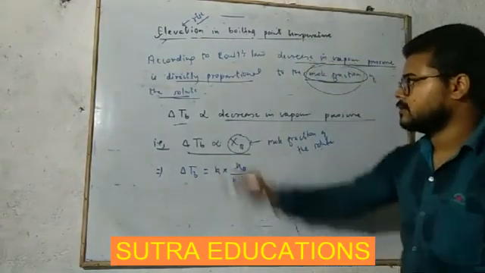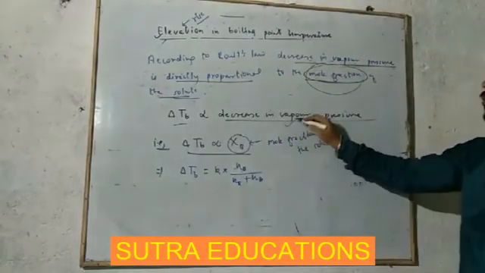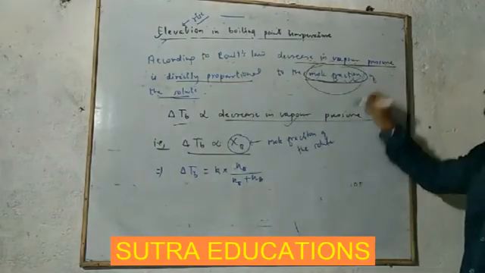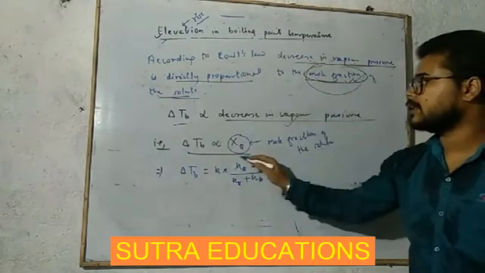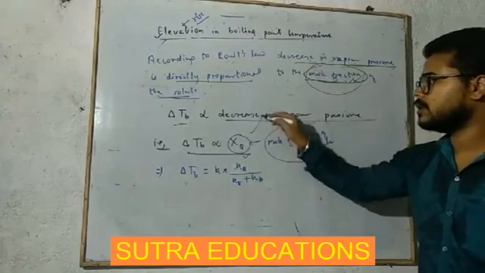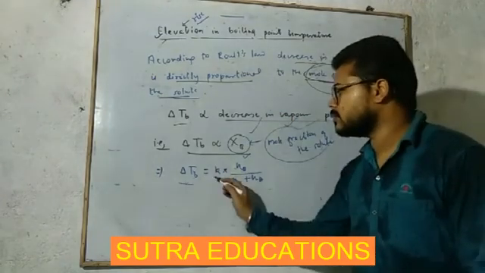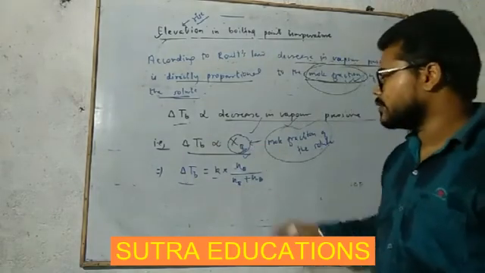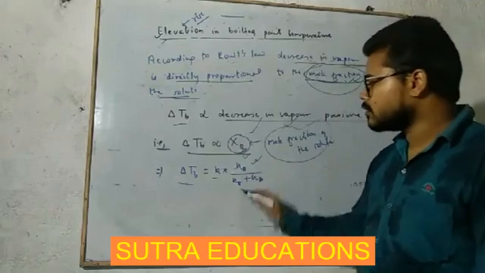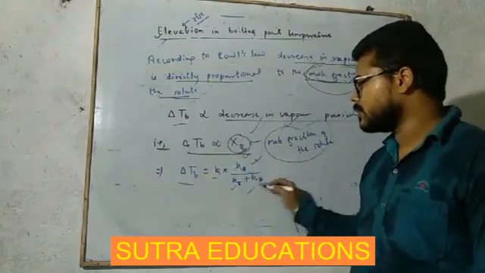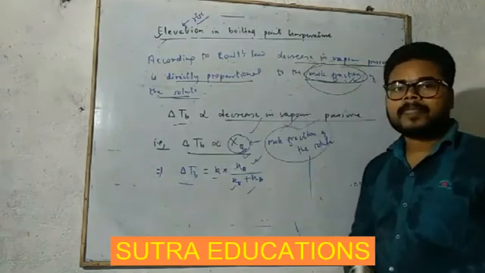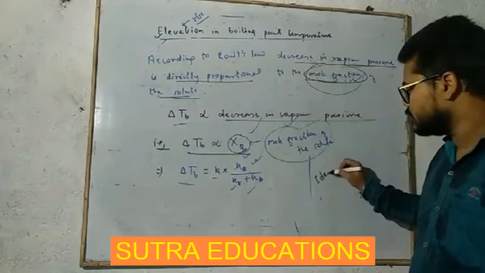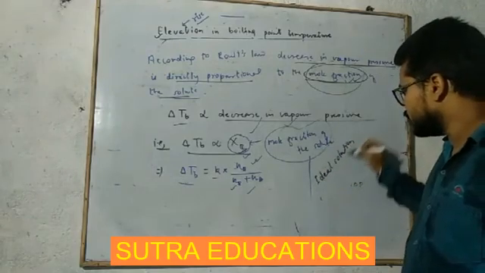Okay, this delta Tb is directly proportional to decrease in vapor pressure, and decrease in vapor pressure according to Raoult's law is directly proportional to the mole fraction of the solute. So we can say delta Tb is equal to some proportionality constant K multiplied by Xb, the mole fraction of solute, written as number of moles of solute upon total number of moles present in the solution, Nb plus Na. And as we know, we are discussing ideal solution, and I told you it is a very dilute solution.